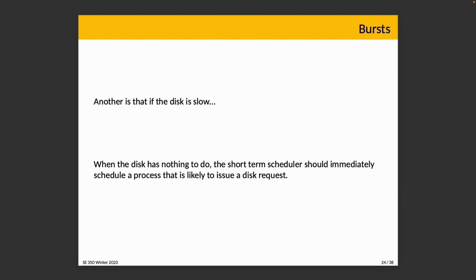Now, another thing is that if disk is slow, one of the things that we could do that would maximize the performance of the system would be to try as hard as we can to keep it busy at all times. And that would look like, effectively, if the disk is not busy and there are no tasks waiting for the disk, immediately scheduling a process that's likely to issue a disk request, because our goal, as I say, is to keep it busy at all times.